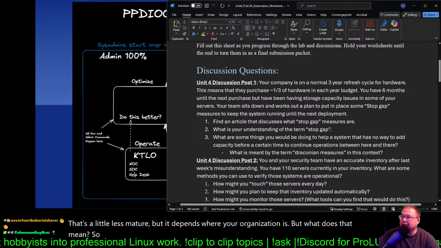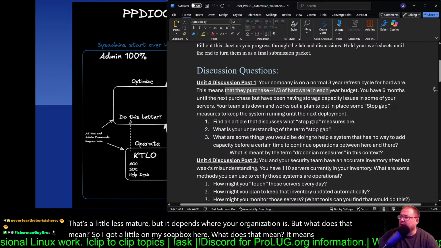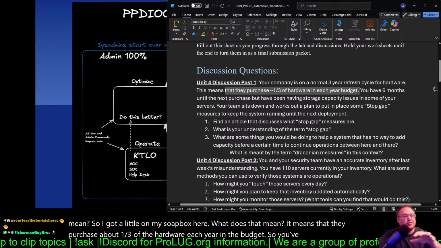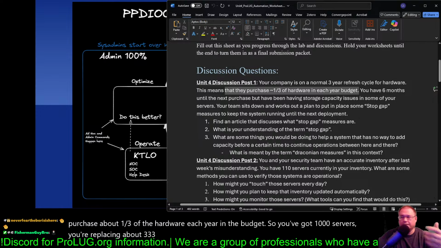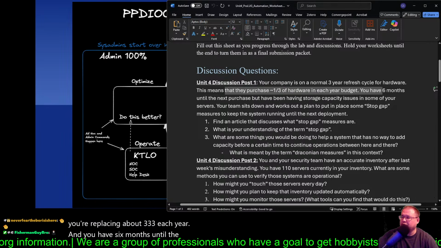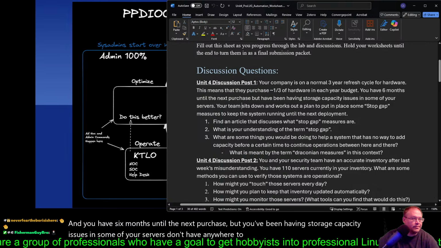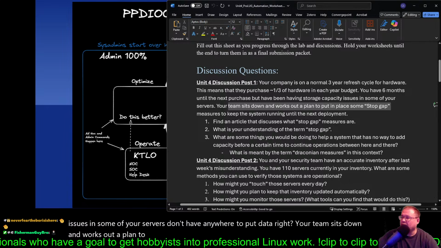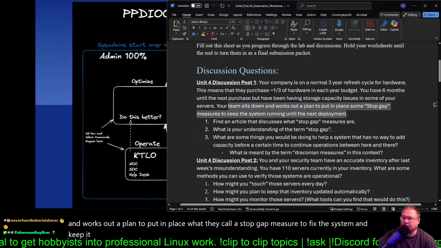So I'm getting a little on my soapbox here. What does that mean? It means they purchase about a third of the hardware each year in the budget. So you've got 1,000 servers, and you're replacing about 333 each year. And you have 6 months until the next purchase, but you've been having storage capacity issues in some of your servers. You don't have anywhere to put data, right? Your team sits down and works out a plan to put in place what they call a stopgap measure to fix the system and keep it running until the next deployment.